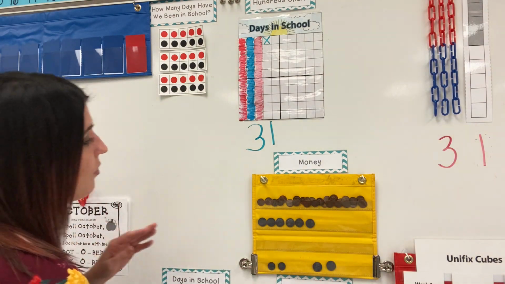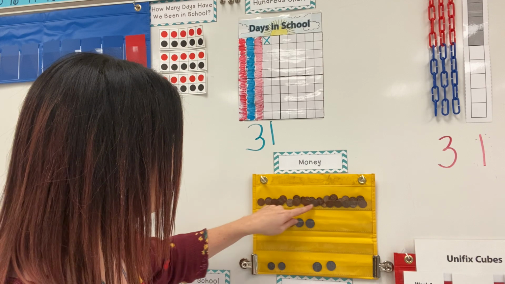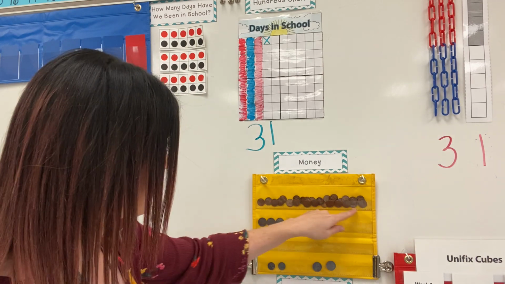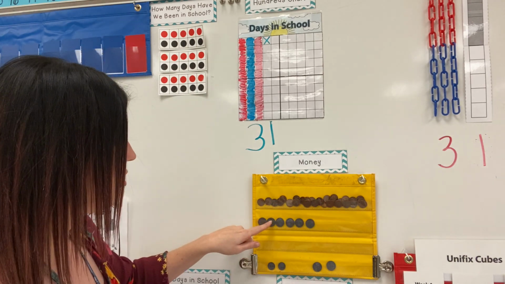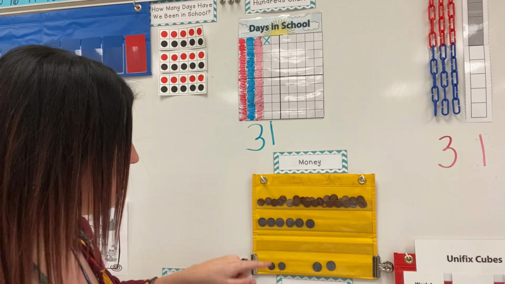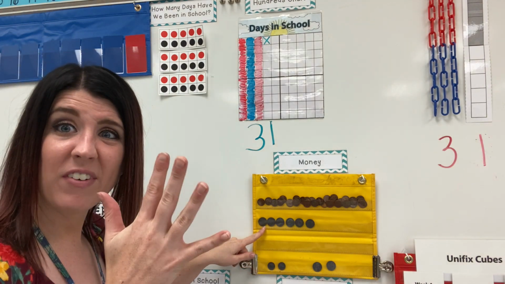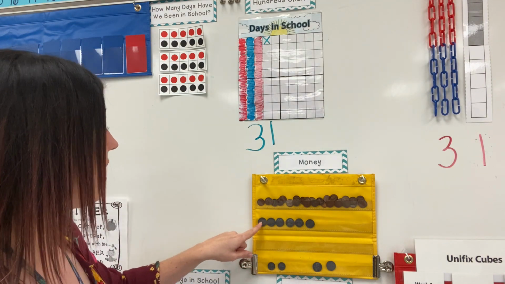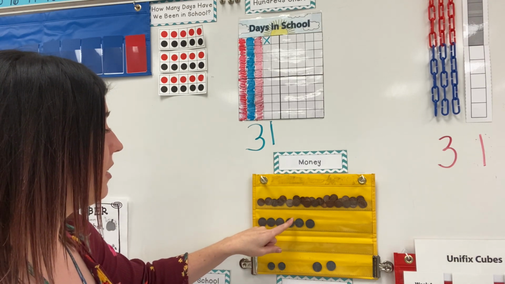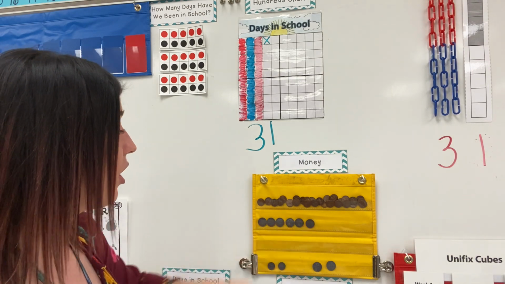So now we have 30 pennies up here, sorry. And we have 1, 2, 3, 4, 5, 6 nickels. And for nickels, we have to count by 5s because they're worth 5. 5, 10, 15, 20, 25, 30.